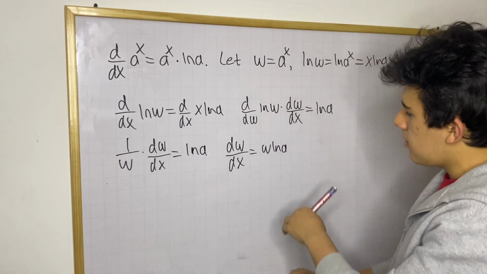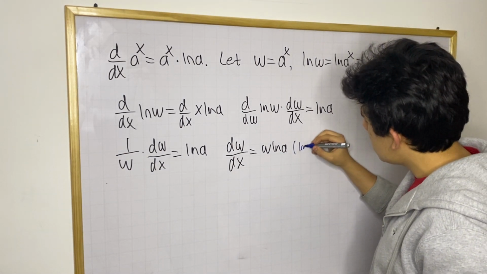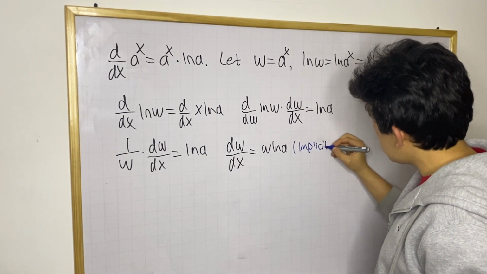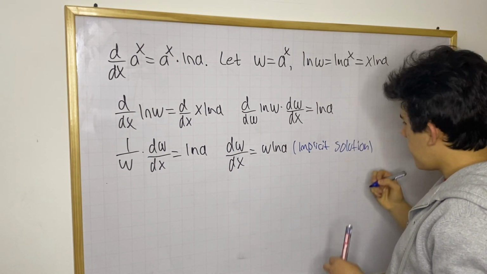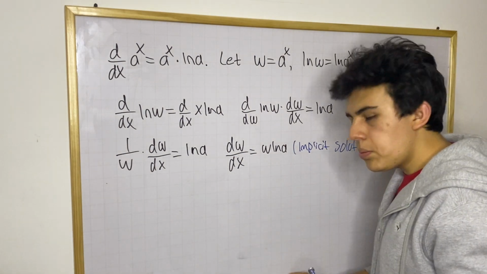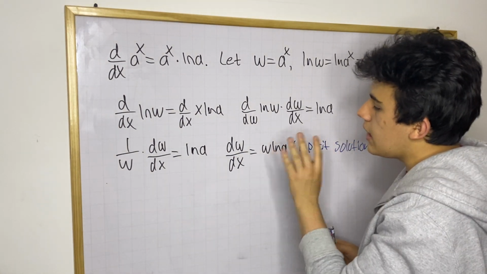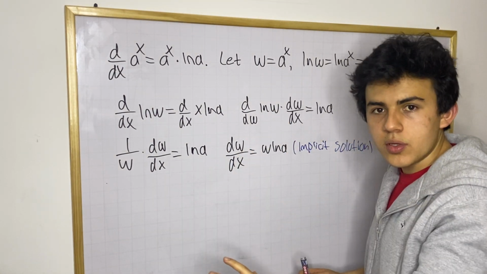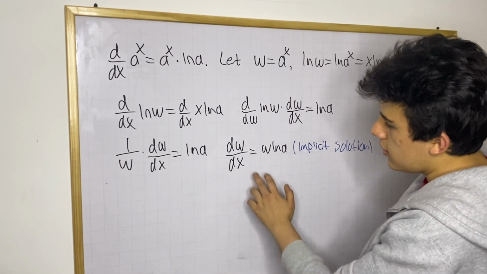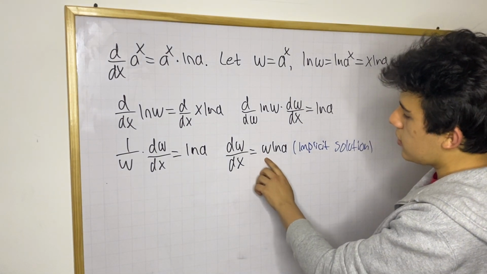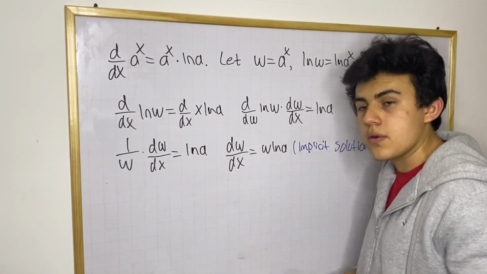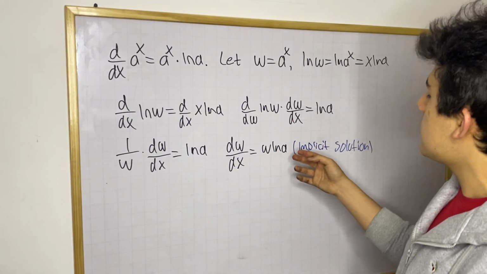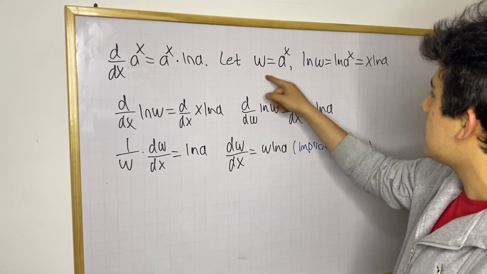Now, this is in calculus what we call the implicit solution, okay? This is the implicit solution. And the thing about implicit solutions is that they are not in terms of your input variable, in this case x. You can see that we have w in here, and we would like to remove w from there. But the good thing is that, well, we know that w equals a to the x.